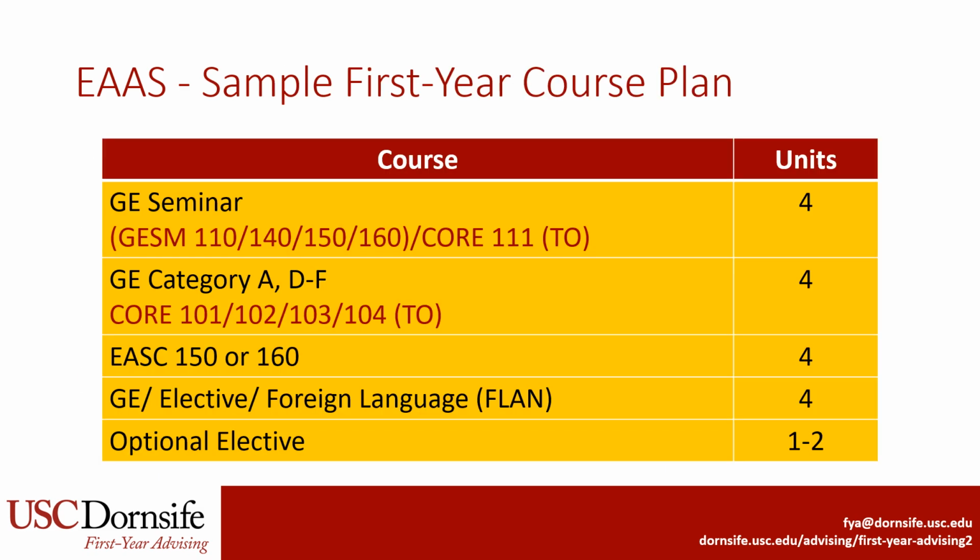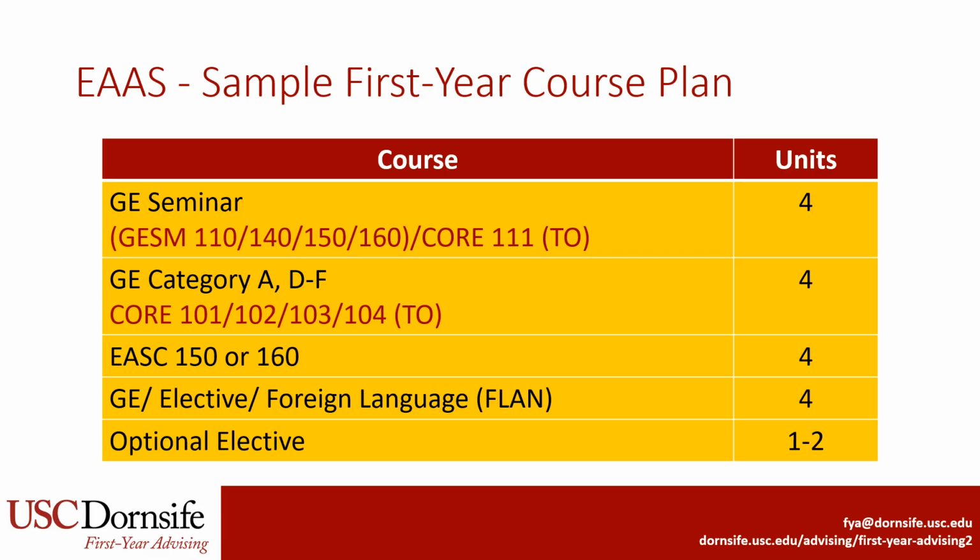This is a sample of what a typical first semester would look like for an East Asian Area Studies major. Students will take a GE seminar, a second GE course, either EASC 150 in fall or EASC 160 in spring for their major, and either a foreign language course, third GE course, or a degree elective. You also have the option to take a second major course if you would prefer.